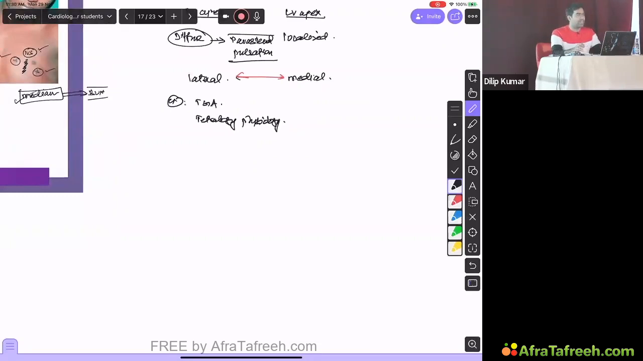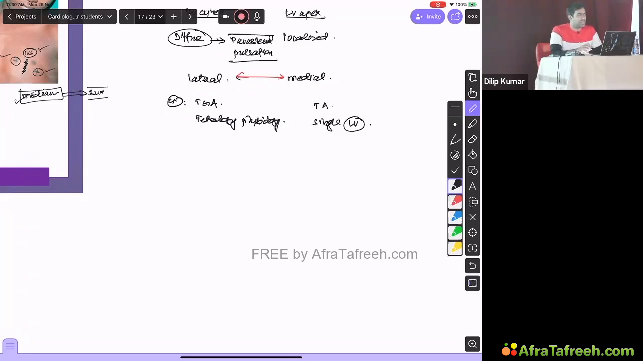Where would you see an LV apex? Where the right ventricle is not dominant, like tricuspid atresia, where the right ventricle is not at all dominant. Single ventricle, but it's a left ventricle. Okay, single ventricle situation. If you have Ebstein's anomaly, where the right ventricle is inconspicuous, or if the patient is having pulmonary atresia with intact septum.